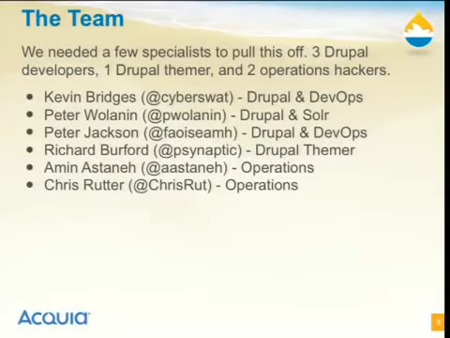So a little bit about the team. I'm a firm believer in giving people credit where credit is due. This is the number of people that we had to pull off what I'm about to show you. 1, 2, 3, 4, 5. So 6 people. The bottom 2, Amin Astana and Chris Rudder, are basically operations teams.